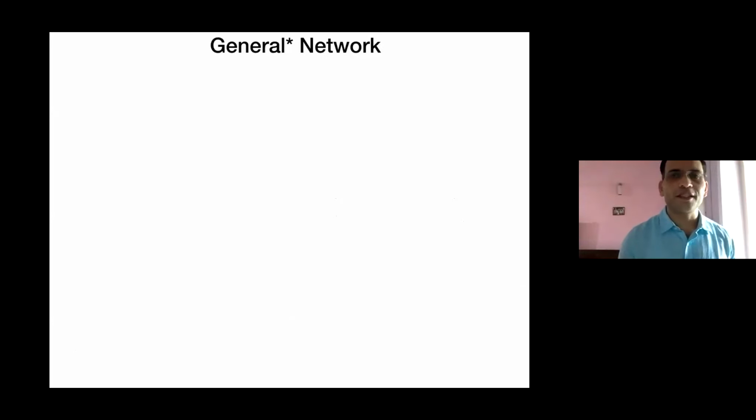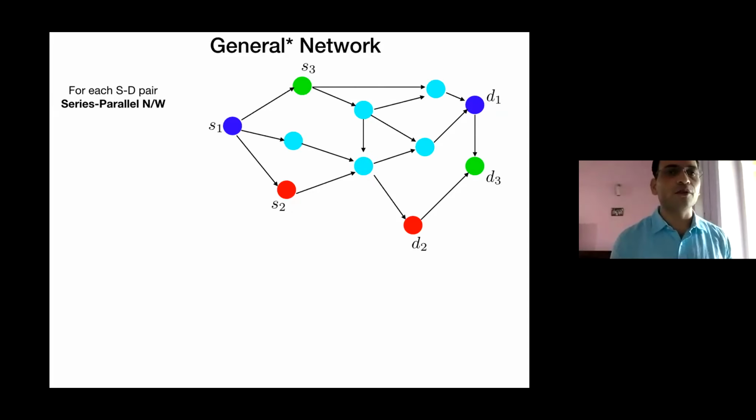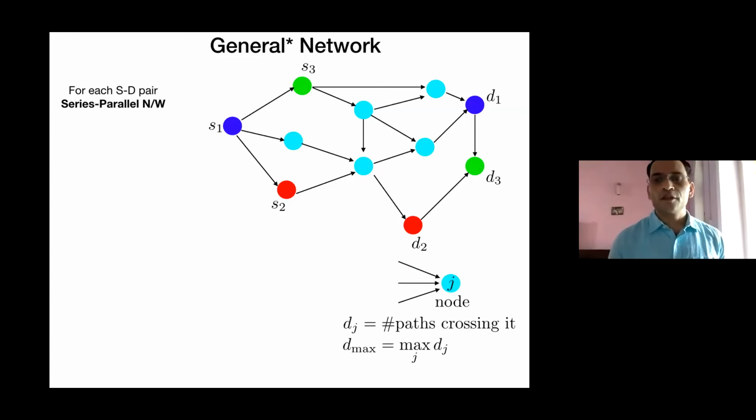So now let's look at the general network where there is a star. So it's not as general as you would like. What we are going to assume is that between every source destination, it's still a series parallel network, but across different sources destinations, it can be whatever network it can be. And here we have to define a quantity.